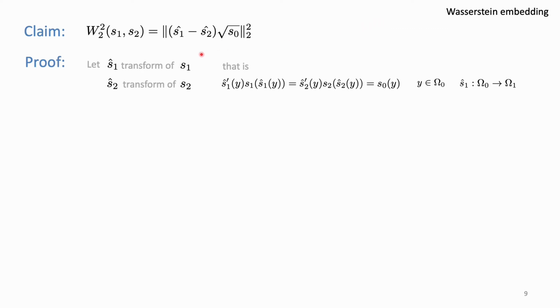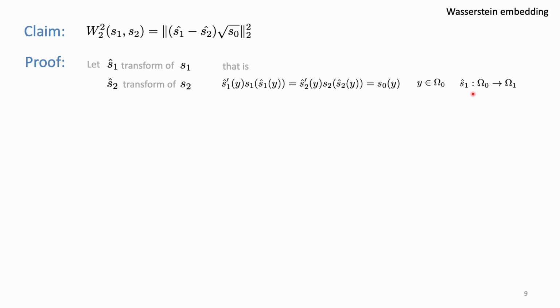So let's define S1 hat as a transform of signal S1, and S2 hat as a transform of signal S2. That is, these S1 hat and S2 hat are functions such that if we compose and transport our signal S1, we get our original reference signal S0. And once again, this y variable is in the domain of our reference signal. So in this case, for example, S1 hat is a mapping from the domain of our reference signal to the domain of our S1 function.